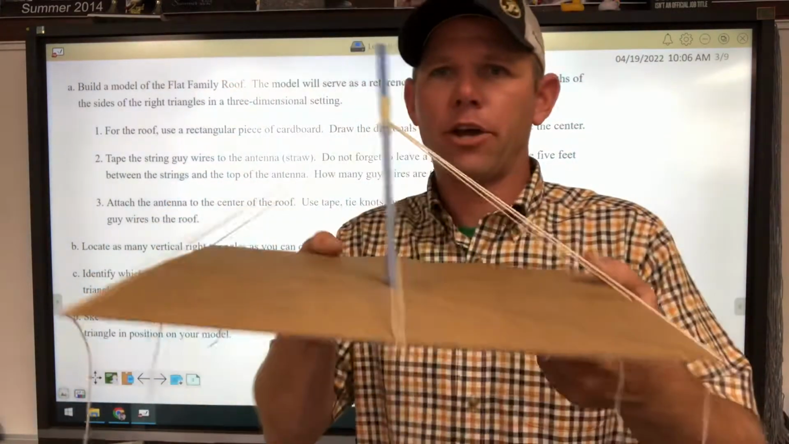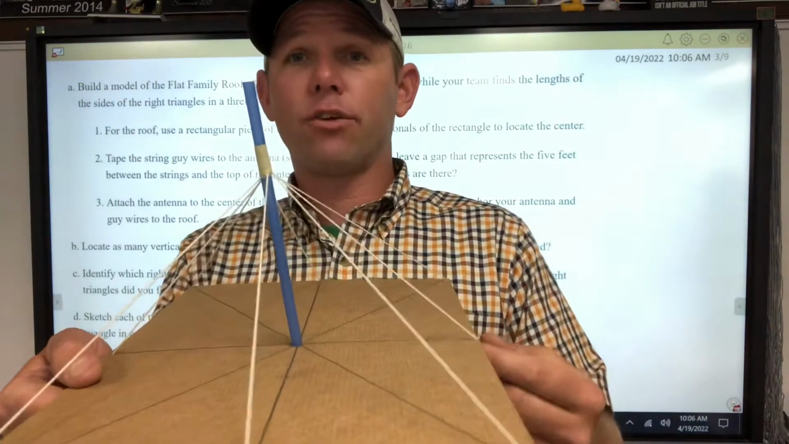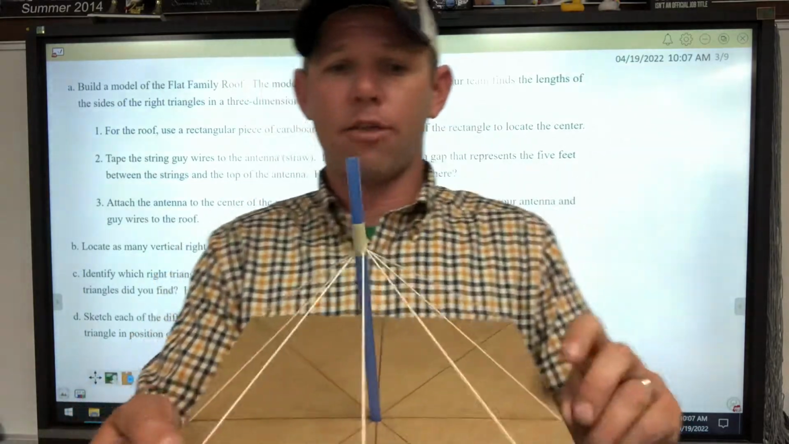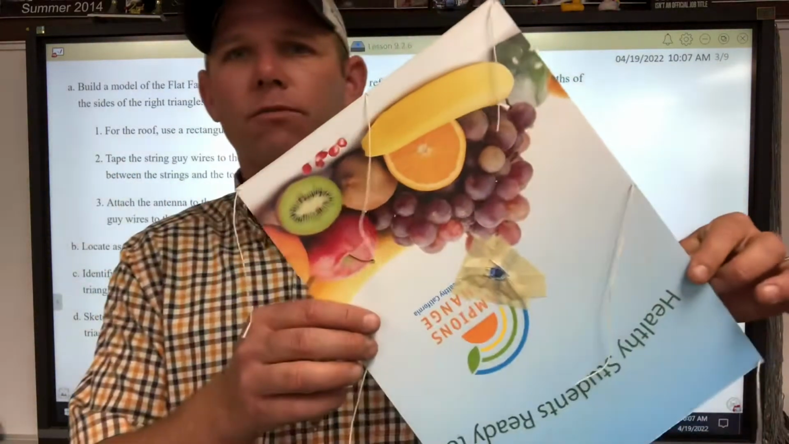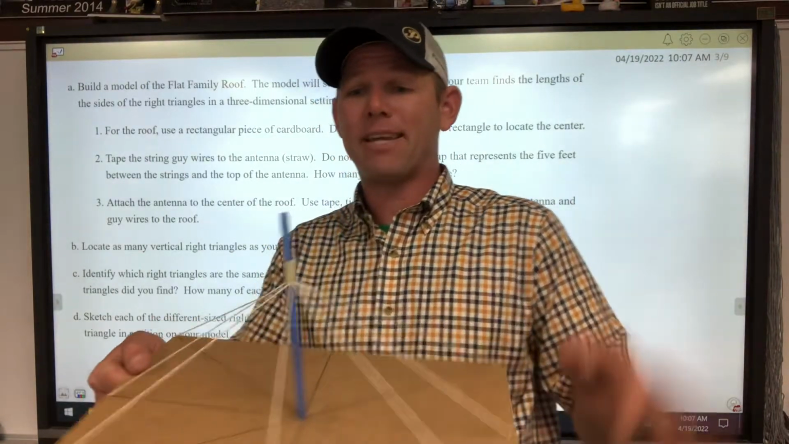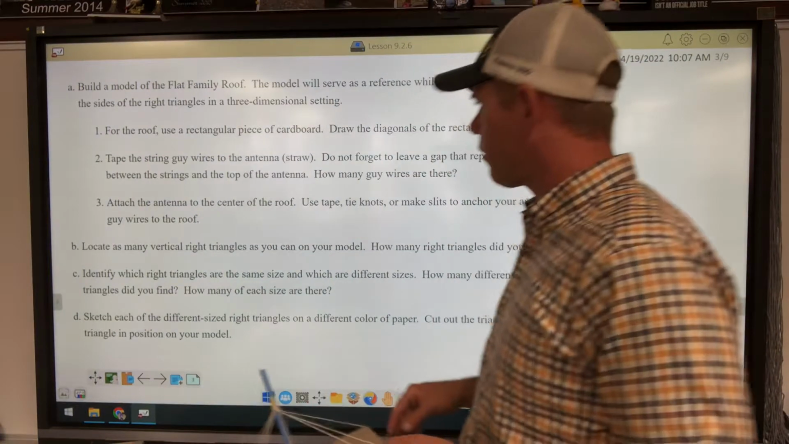There we go. Now you'll notice I have my guy wires. As you get this straightened out, you can tug on one side and loosen the other. And then on the back side, you've got the leftover string that you're going to tape down so that it stays nice and secure. Okay?